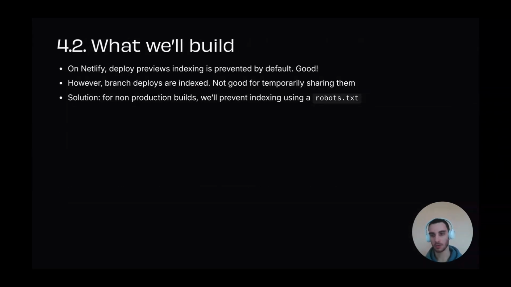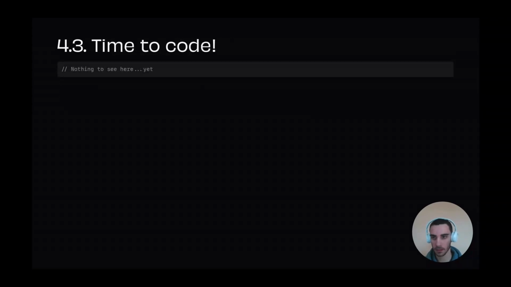So for this example, what we'll build is the following. When you're using Netlify, deploy previews indexing is prevented by default, which is what we want. But if you use branch deploys, it's not the case. Sometimes you want to temporarily share a branch deploy without wanting to index it. So for non-production builds, we'll build an integration that prevents indexing using a robots.txt.